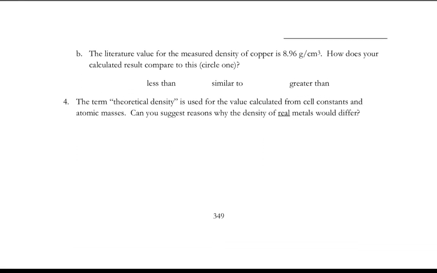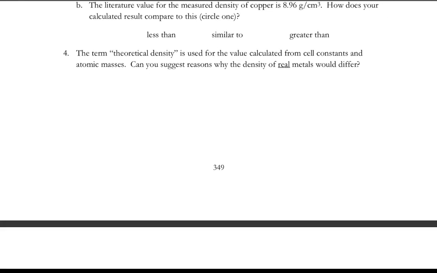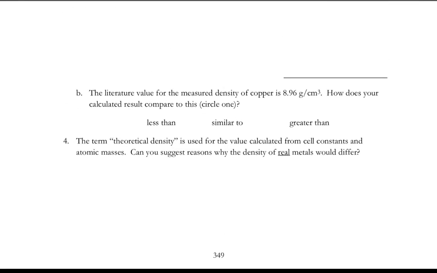Number 4 is give some differences between, or some reasons that the real density from B above would be different from your theoretical one. So go back to the real crystals part that we referred to above. Alrighty, so check out your answers, make sure you're happy with them, and when you're done, scan this as a PDF file and submit it.